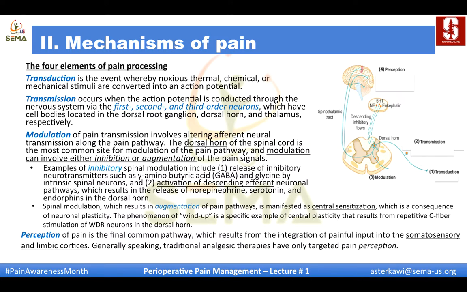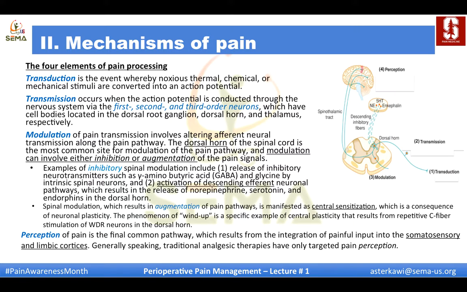Modulation of pain transmission involves altering afferent neuronal transmission along the pain pathway. The dorsal horn of the spinal cord is the most common site for modulation of the pain pathway, and modulation can involve either inhibition, which we all would like, or augmentation, which is a pathological reaction to pain. Examples of inhibitory spinal modulation include release of inhibitory neurotransmitters such as GABA and glycine by the intrinsic spinal neurons, and activation of the descending efferent neuronal pathway that I showed you a couple of slides before, which then results in release of norepinephrine, serotonin, and endorphins in the dorsal horn.